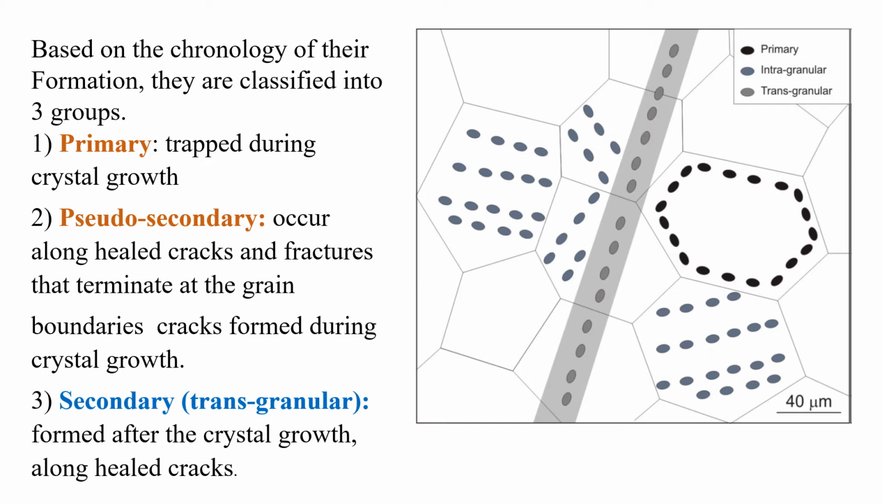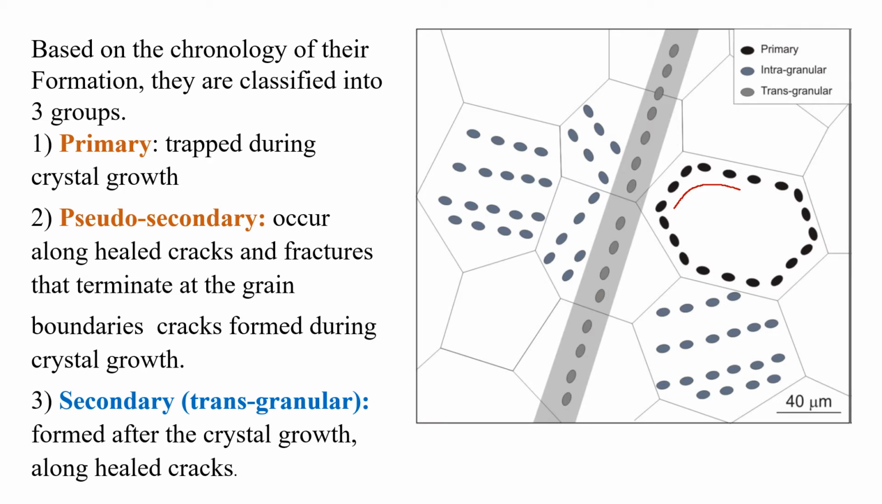The primary fluid inclusions are trapped during the growth of the crystals. So how can we know that these are trapped during the growth of the crystals? As we can see in this diagram, these are the primary fluid inclusions, and they are almost parallel to the edges of the crystals. So this gives us evidence that these are trapped during the growth of the crystals.